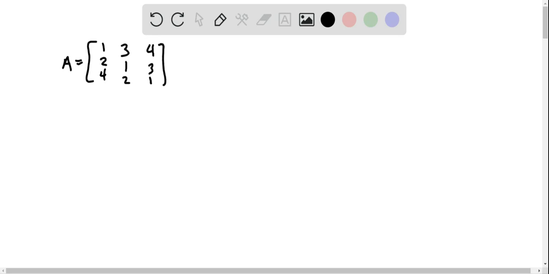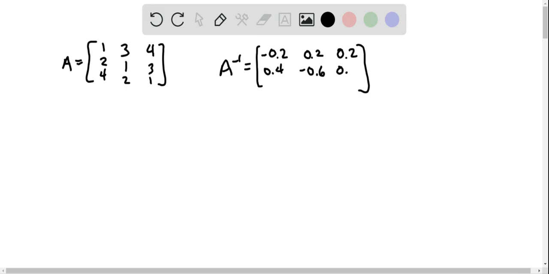And also in example 7, they have given us the inverse. So I'm going to copy that down too because we will be referencing it in this problem. 0.4, negative 0.6, 0.2, 0, 0.4, negative 0.2. Okay, now when we are using matrices and inverse matrices to encrypt and decrypt, what we are going to be doing is going to mimic what you saw in example 7 in the book.